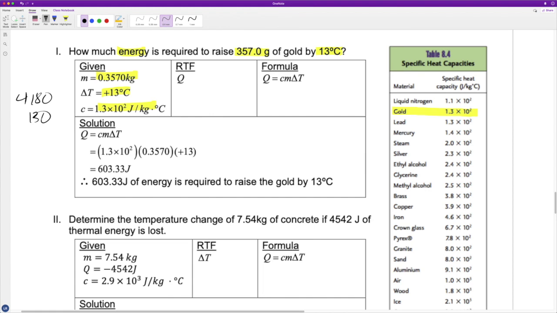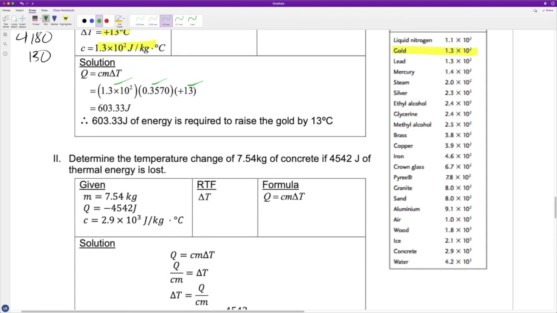Or the other way to look at it, it takes 1 kilogram of water the same amount of energy to increase in temperature by 1 degree Celsius as 32 kilograms of gold does. So gold has a very low specific heat. So a little bit of heat energy changes its temperature quite radically. All right, so it's simply specific heat times the mass times the change in temperature. So that's only 603.3 joules of energy. Let's take a look at the next question.